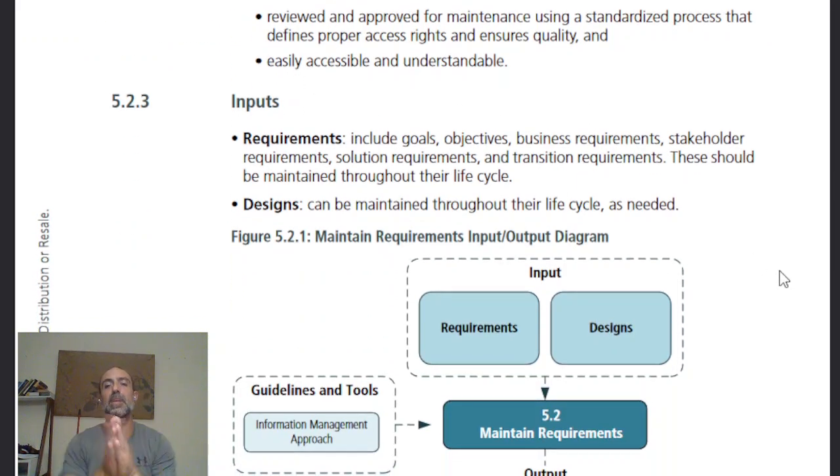And what are the inputs? We get a diagram. Requirements. The inputs are the requirements, basically. Includes goals, objectives, business requirements, stakeholder requirements, solution requirements, transition requirements. These should be maintained throughout their life cycle. So now the requirements are a bit broadened because there are goals, objectives, business requirements, stakeholder requirements, solution requirements, transition requirements, and I'm sure we can always figure out something more.